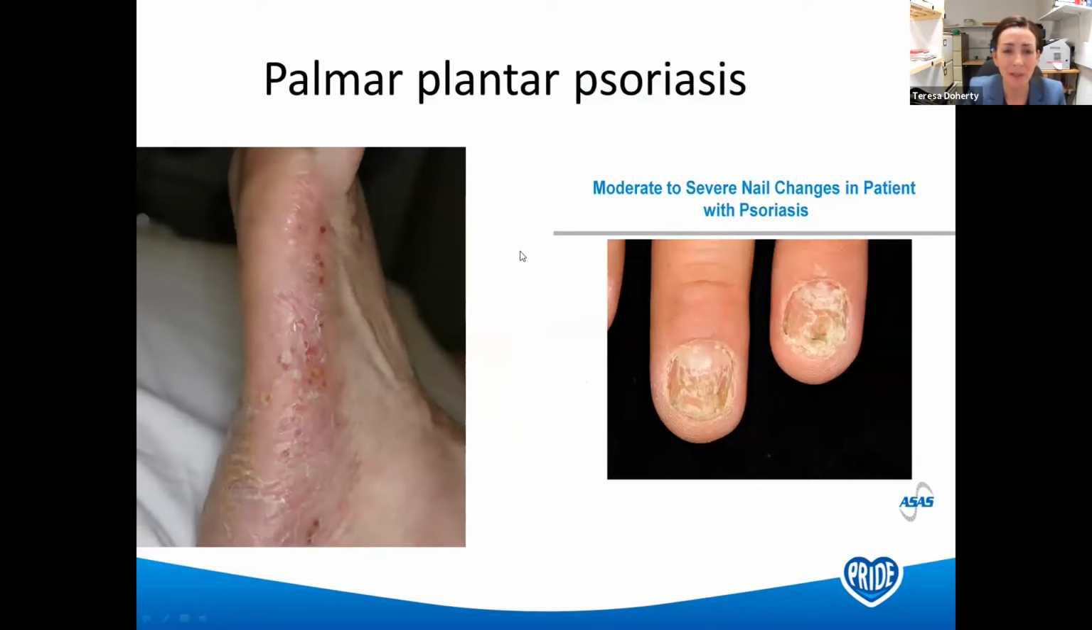I mentioned palmoplantar psoriasis. Again, you might need to take the socks off for that. Nails are tricky when ladies are wearing good nail polish these days. The shellac nail varnish is covering a lot of this. Make sure you look for it, and sometimes you need a pen torch to look at subtle pitting.